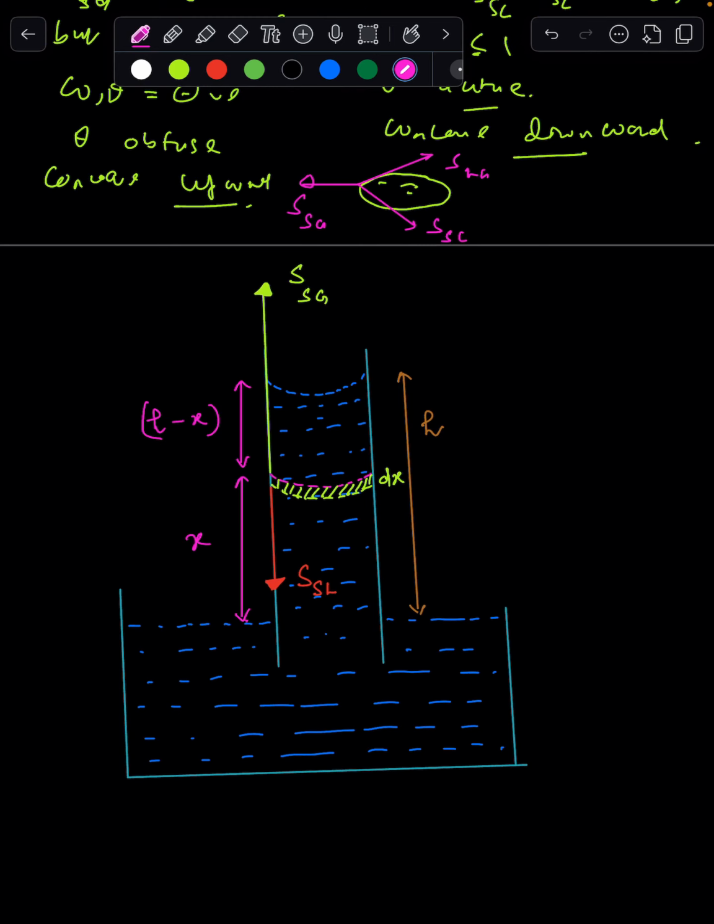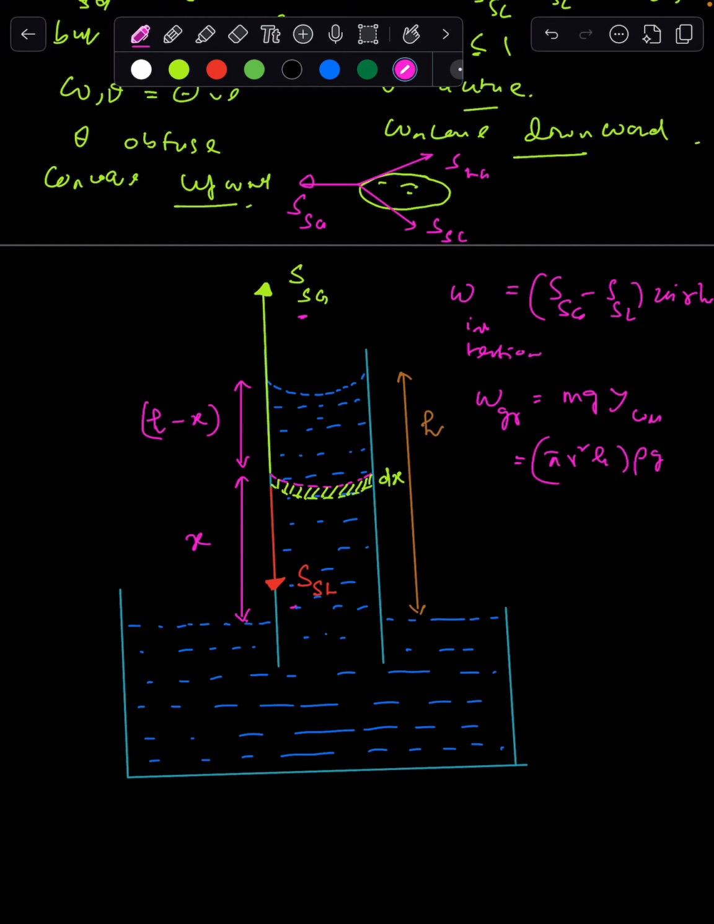There are two more works done. One is the work done by gravity. That is very easy to understand. Work done by gravity. For such kind of system, we use the equation mg into y center of mass. That is pi r square h rho g, y center of mass will be equal to h by 2.